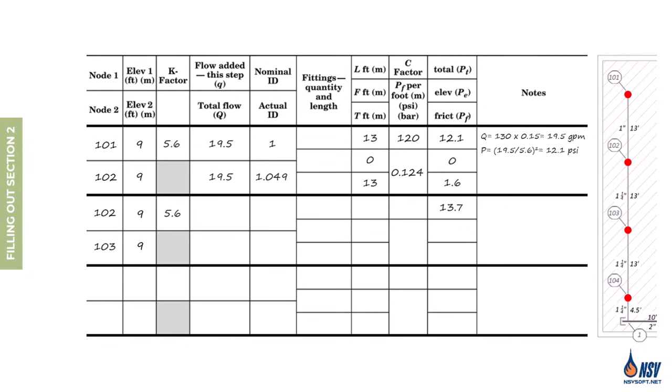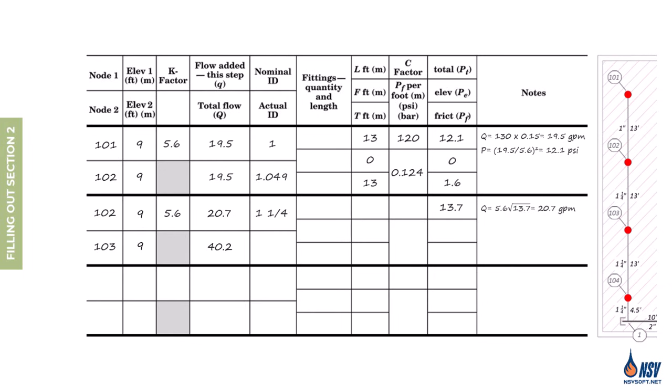Using this pressure together with the K factor of the sprinkler, the flow rate at node 102 is calculated as 20.7 gallons per minute. We should record this calculation in the notes section. The flow rate passing through this section is the sum of the flow rate from the previous section and the discharge of sprinkler 102, which equals 40.2 gallons per minute.